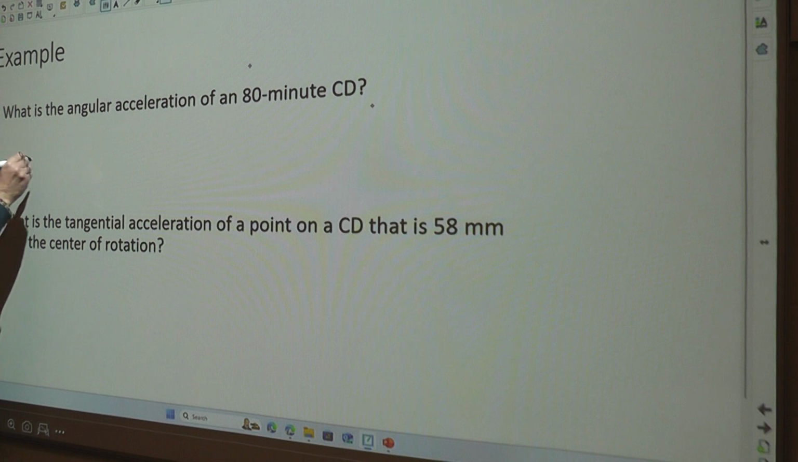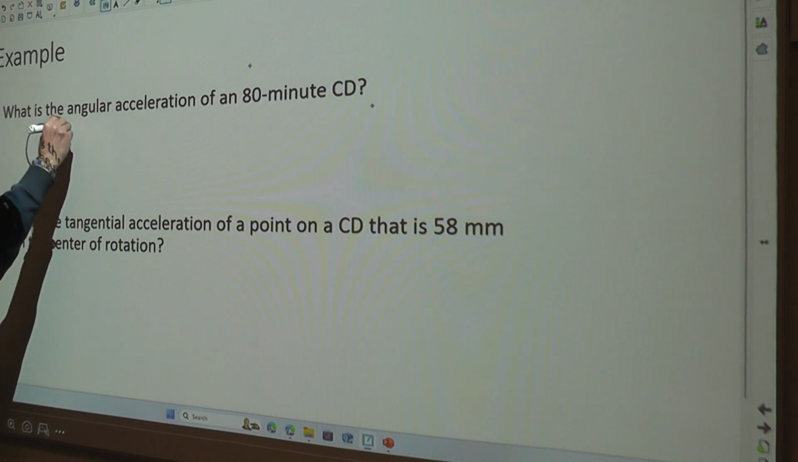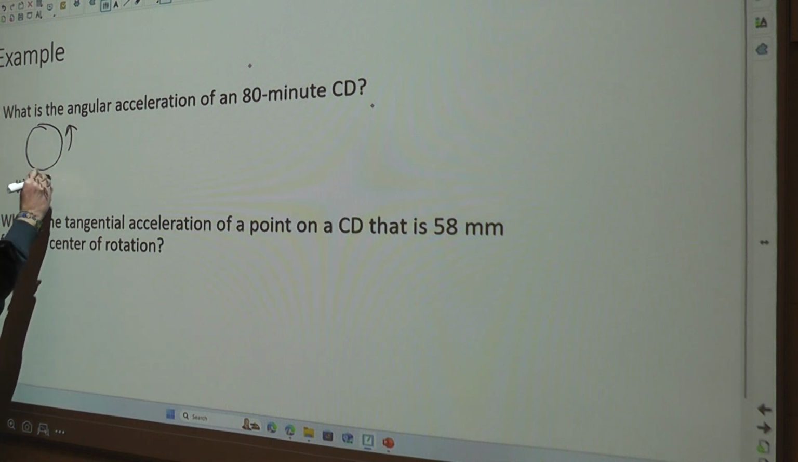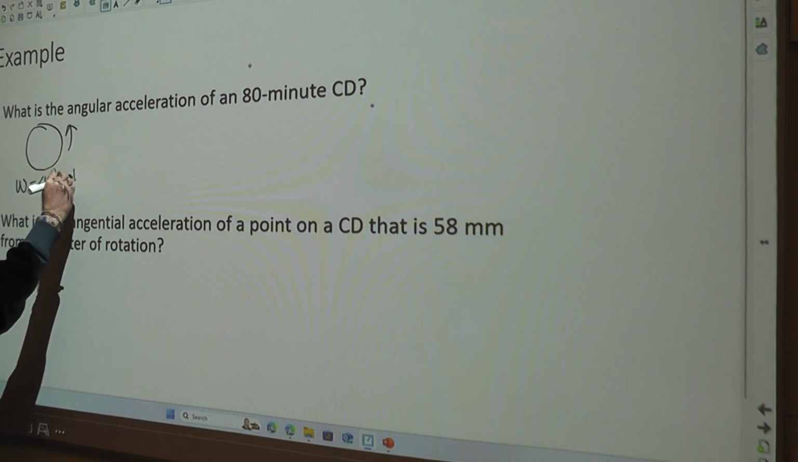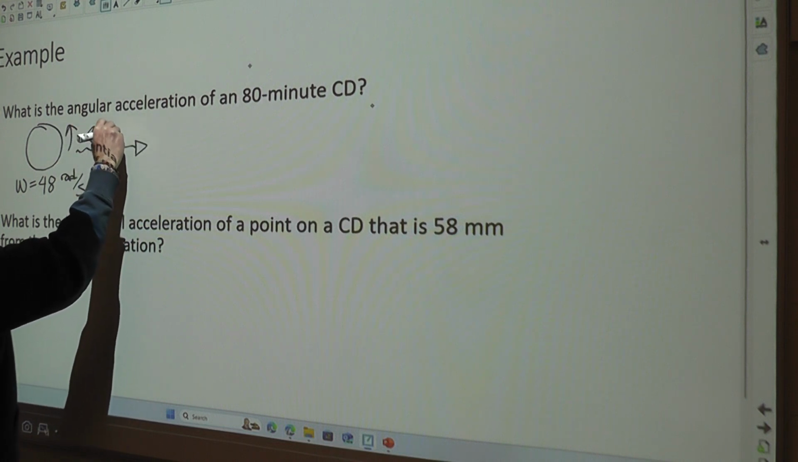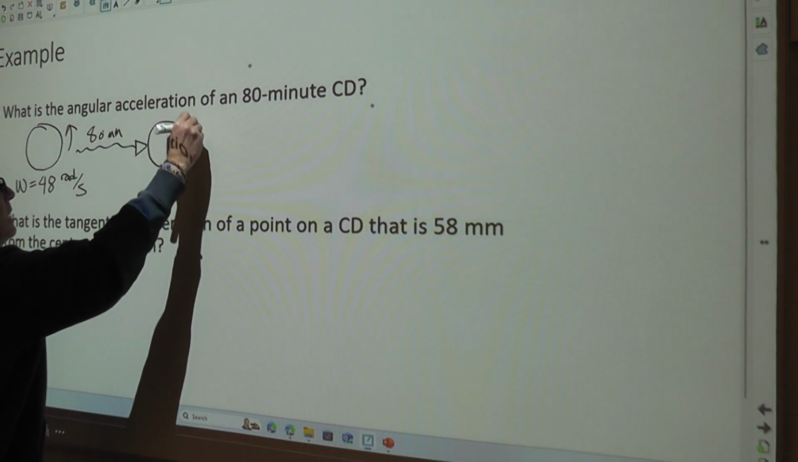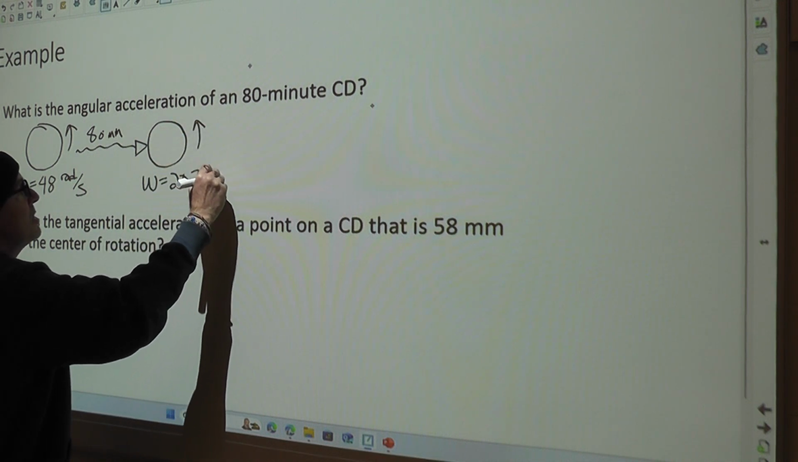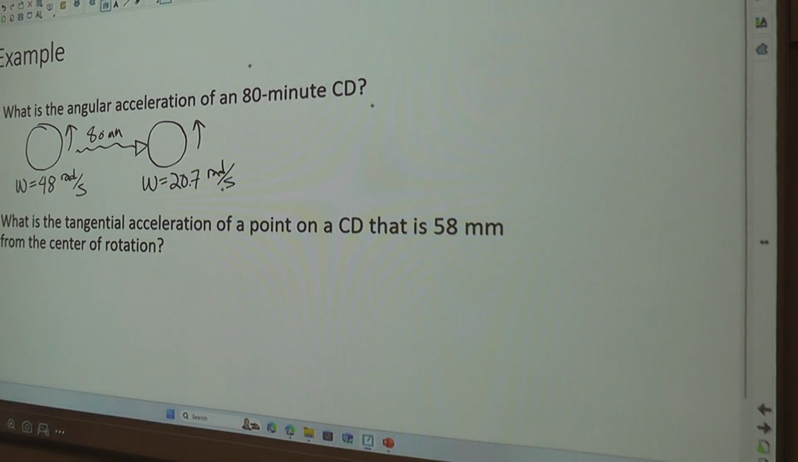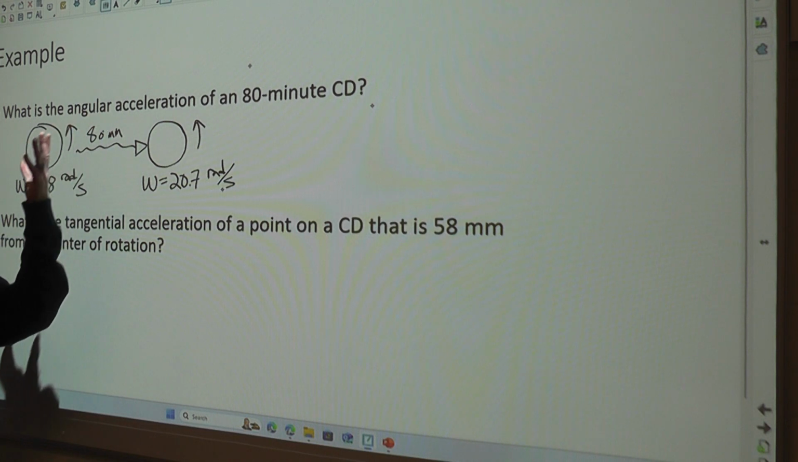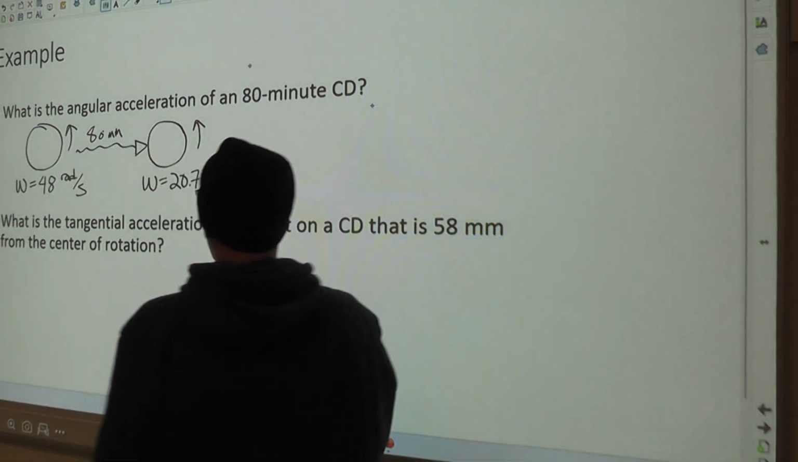So let's think about what's happening at the start of our time period. At the start, we know that the disk has an angular speed of 48 radians per second. 80 minutes later, it has an angular speed that's less than that. It's 20.7 radians per second. We have some velocities, we have a time, we're looking for acceleration. This is kinematics. Let's make a variable inventory.